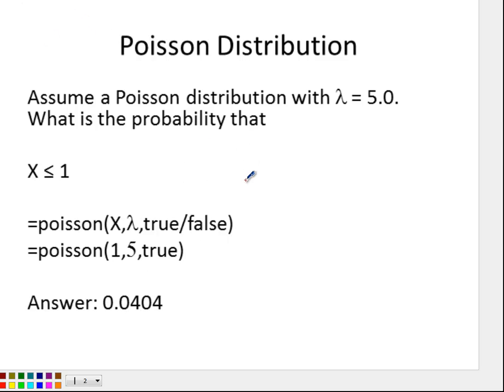If we want to know the probability that x is less than or equal to 1, we just put in 1 for the number of events, lambda is 5, and then we put true. And we get 0.0404. Okay? I hope that helps.